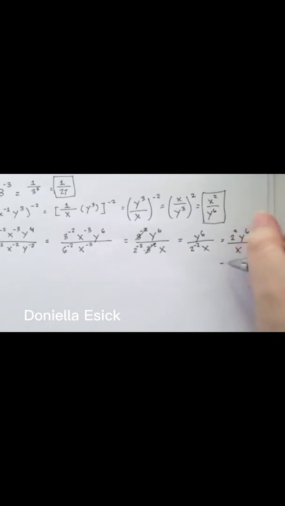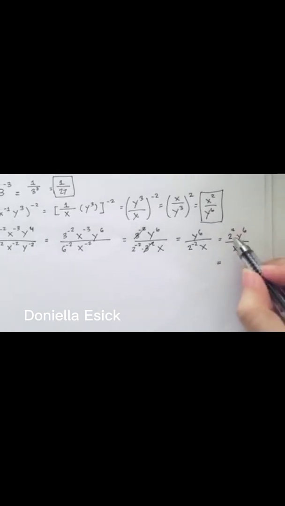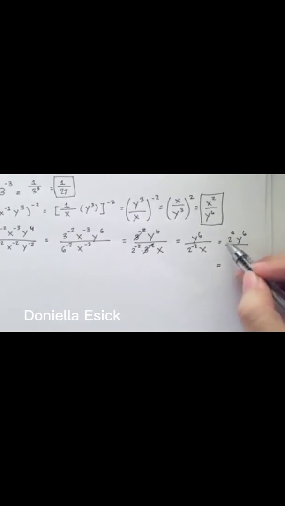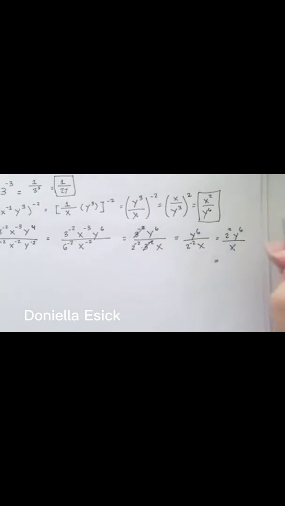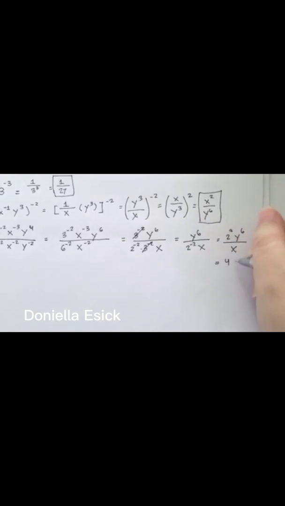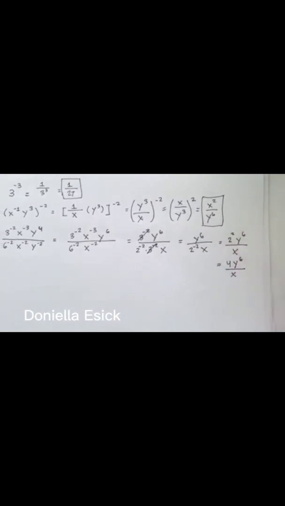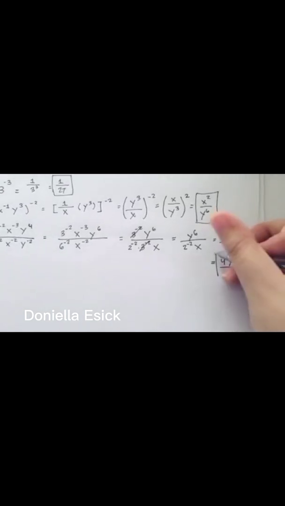Now, we're going to evaluate the power or the exponent. So 2 squared, ikaduha na ang 2. So 2 times 2 is equal to 4. Then copy y raised to the power of 6 over x. And there we have it.